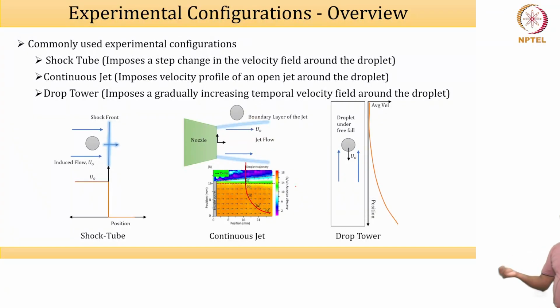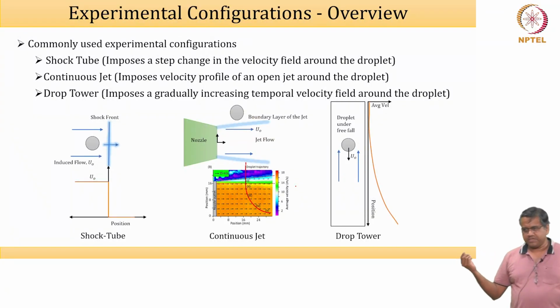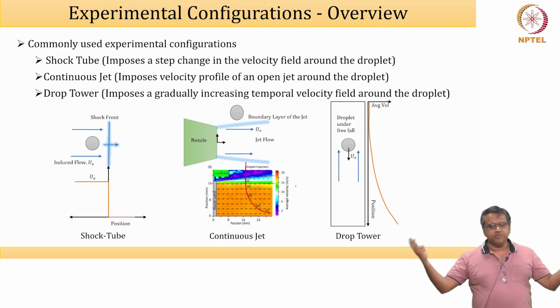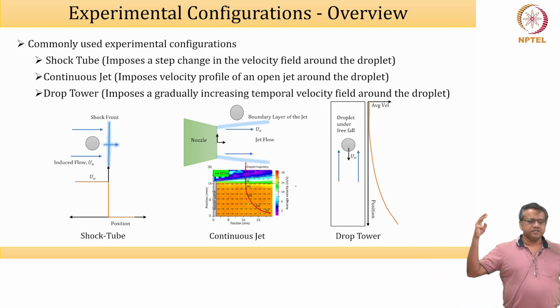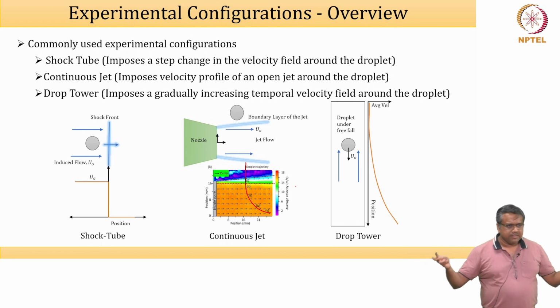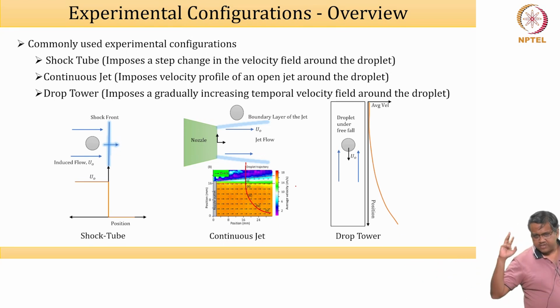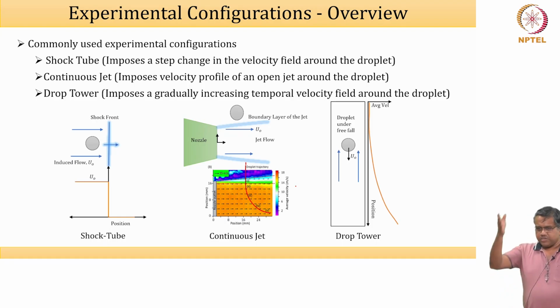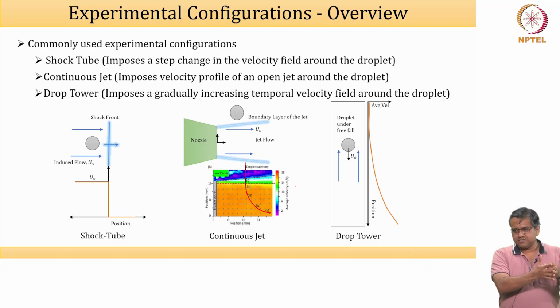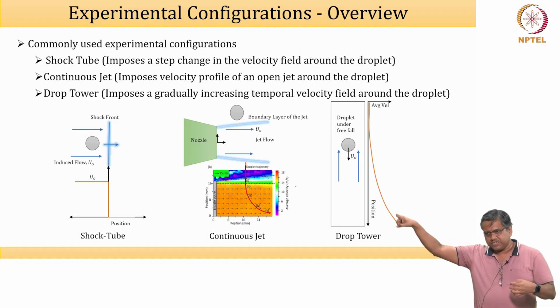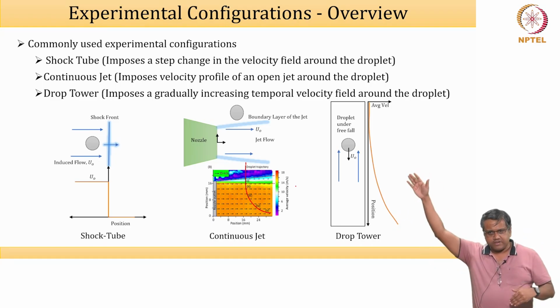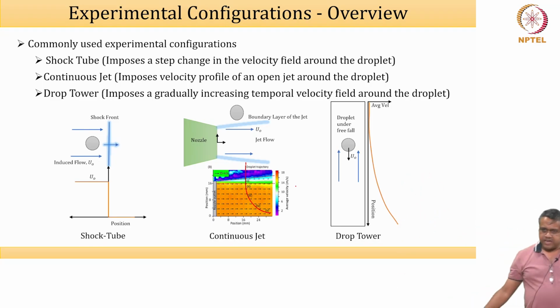So how do you study secondary atomization? There are three common ways, and there are one or two uncommon ways by which you can do the same. The first one is the shock tube. That means you have a droplet and you have a shock. So it's like hitting the droplet with a high velocity gradient, a sharp velocity gradient from 0 to whatever value. That is what happens.